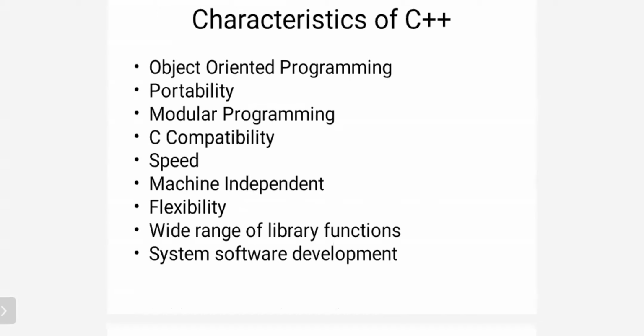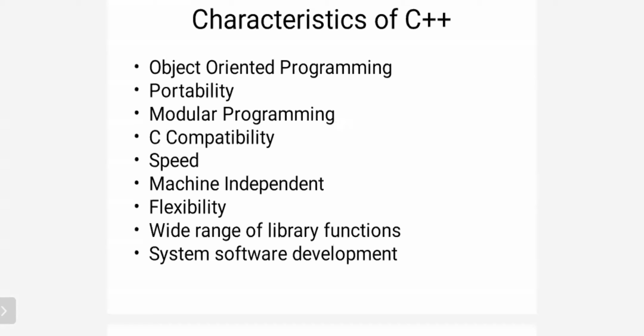Here, according to the syllabus, we discuss only certain characteristics. Here I will list out the characteristics the C++ language has. The first characteristic is object-oriented programming. Second, portability. Third, modular programming. Fourth, C compatibility. Fifth is speed. Sixth, machine independent. Seventh is flexibility. Eighth is wide range of library functions. And ninth is system software development.